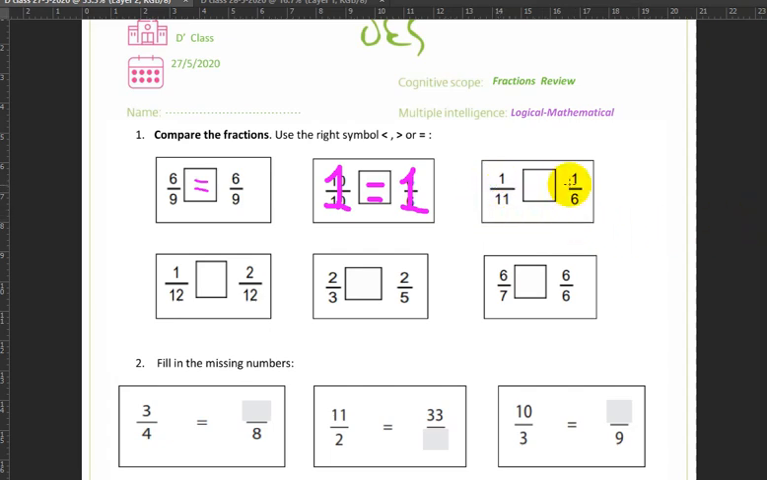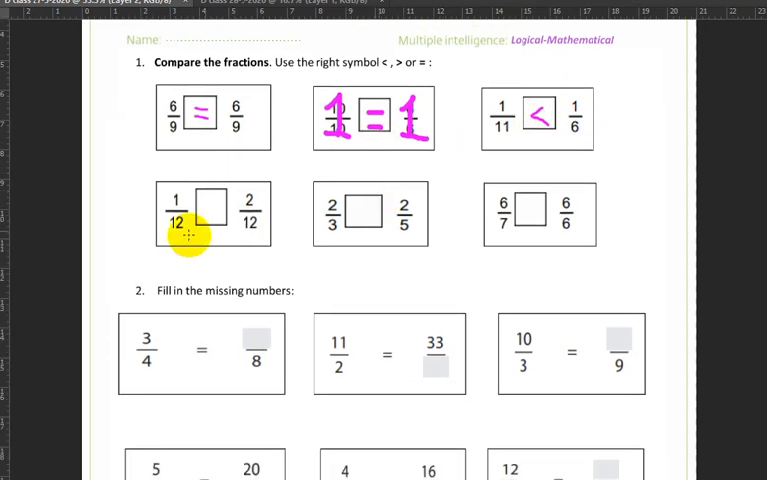Next, we have 1/11 on one side and 1/6 on the other side. 1/6 is greater because when the numerators are the same, the greater fraction is the one with the smallest denominator. Here we have 1/12 and 2/12. So 2/12 is more because when the denominators are the same, the greater fraction is the one with the bigger numerator.